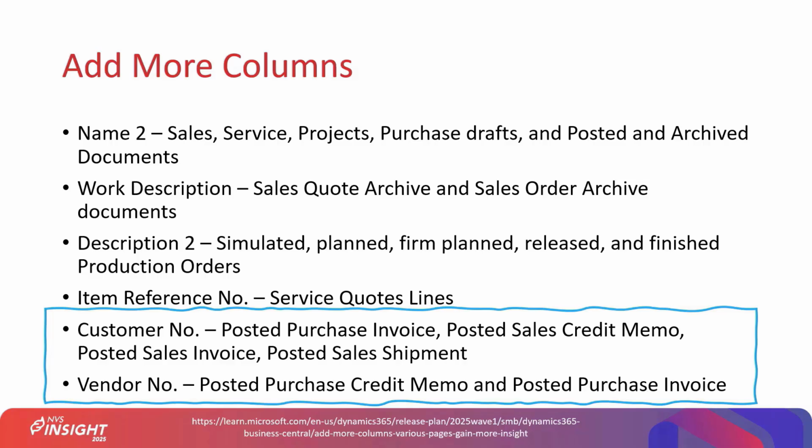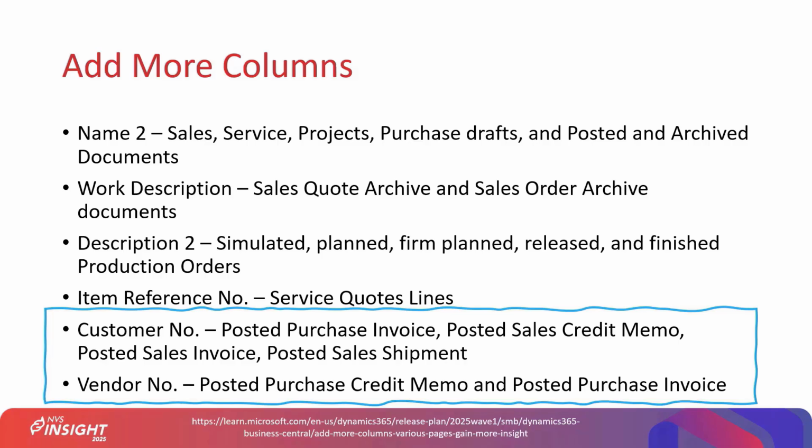Now, I was a little bit confused when I read this for a couple of reasons. One, I was pretty sure that we already were able to see our vendor number and customer number on the posted document pages. And I checked, and we are. So to me, this is not something that is more columns or new. So again, just a little bit confused about how Microsoft is presenting it.